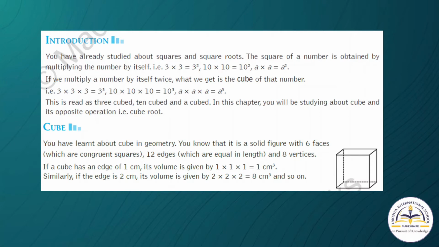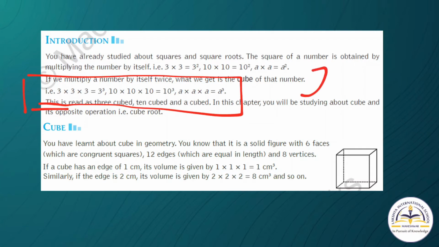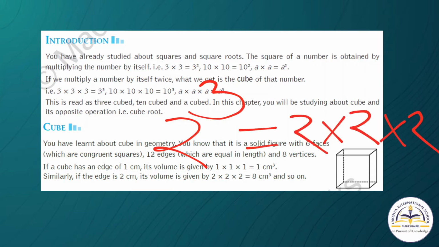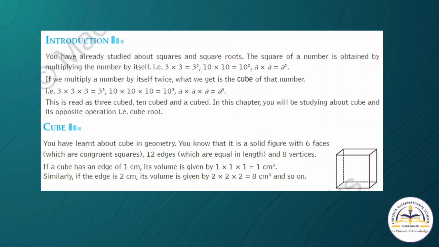Now, what are cube roots? You can see this one. In square, suppose 2 square. How can you find 2 square? 2 into 2, you will get 4. Now suppose the cube of 2. For 2 cube you have to use 2 into 2 into 2, three times. Then you will get 8. Like this you can find the cubes of a given number.